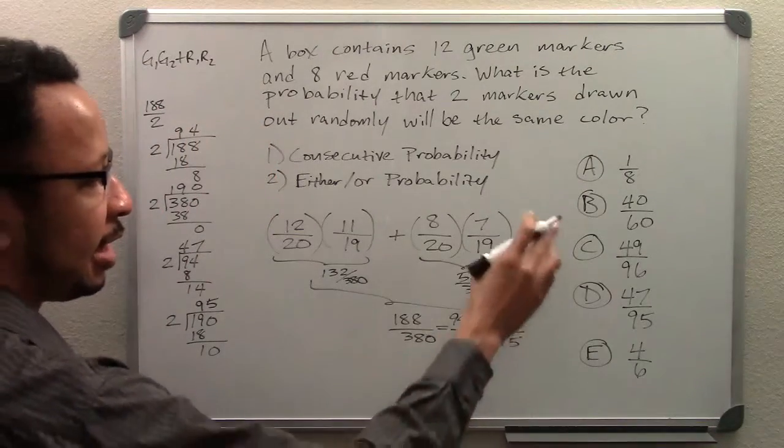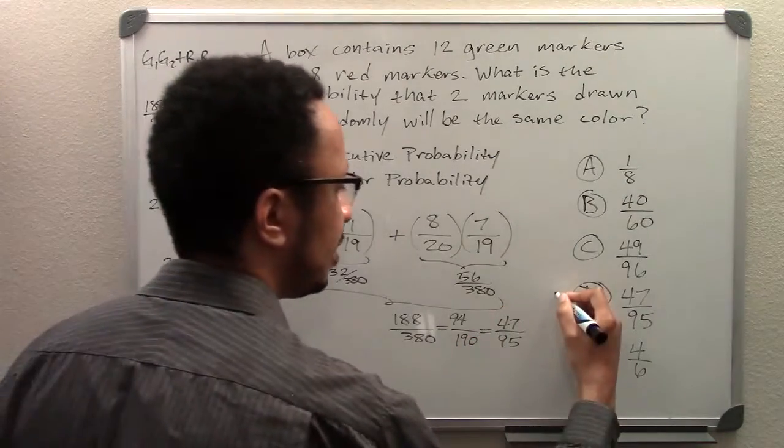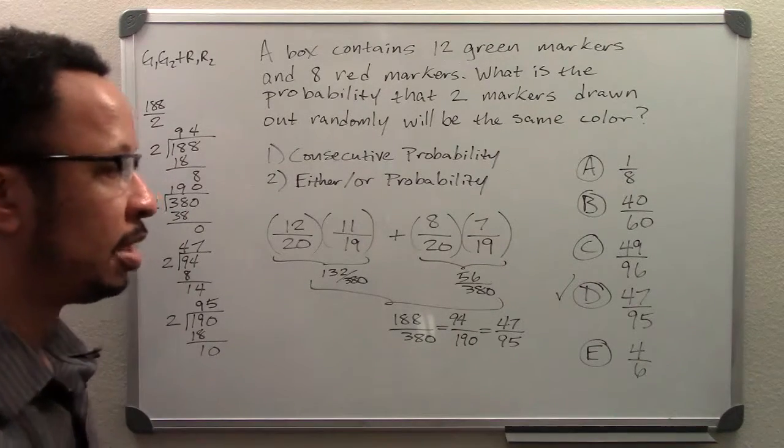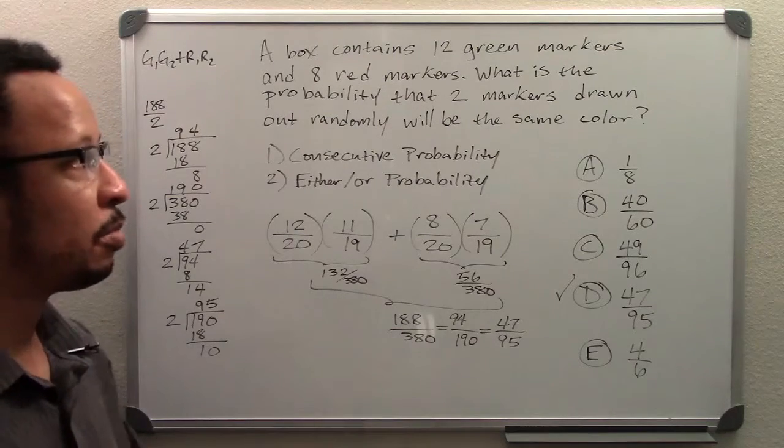47 over 95, it's right here. It's choice D. So choice D would be the correct answer for this problem. And so that completes this math problem for this simple probability.